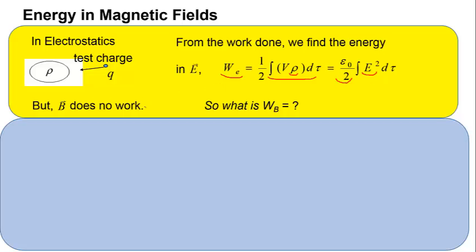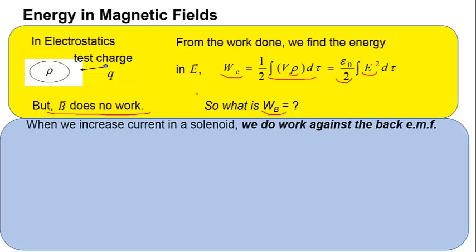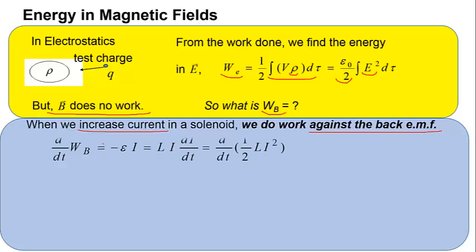Well, we might be concerned about the energy of the B field because we've talked about B does no work, and so what does it mean to have this energy here? Well, we think of it differently in that if we had a solenoid and increased the current in that solenoid, we would actually be doing work against the back EMF that's generated by a changing current. So if we look at the time derivative of this energy, we can express that then in terms of the energy that we're putting into the circuit, which is the back EMF times the current.